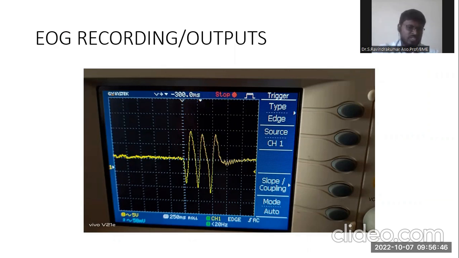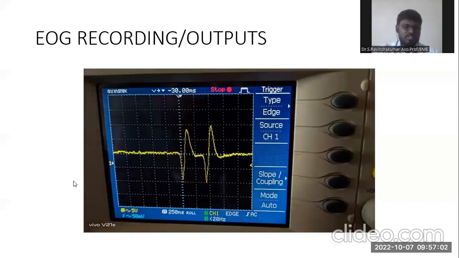From the diagram you can see the peak to peak voltage. A single box represents 5 volts, and you can see that it ranges up to 12 volts. It is about the gain of the front end, where the amplitude varies. We can vary the amplitude, and this is for 2 blinks. You can see how clearly it has been shown.